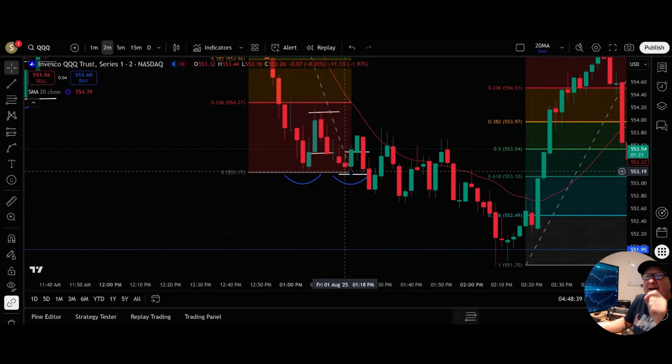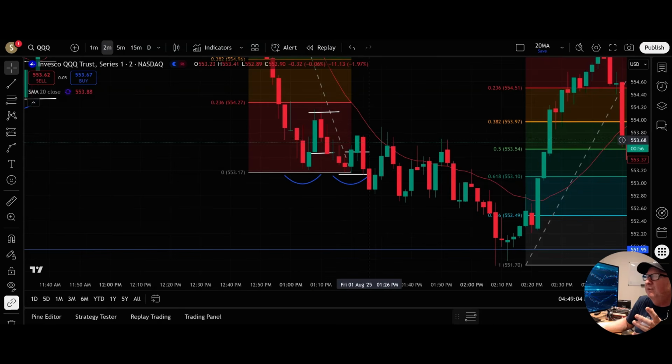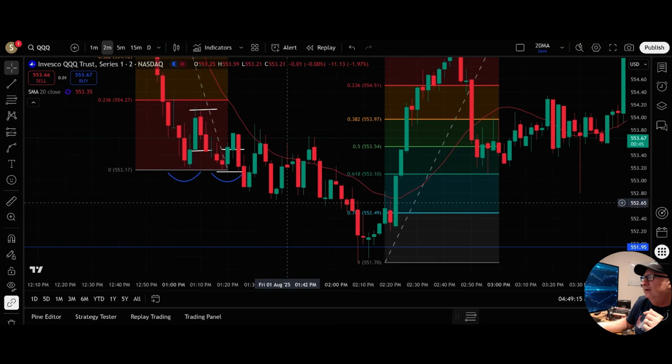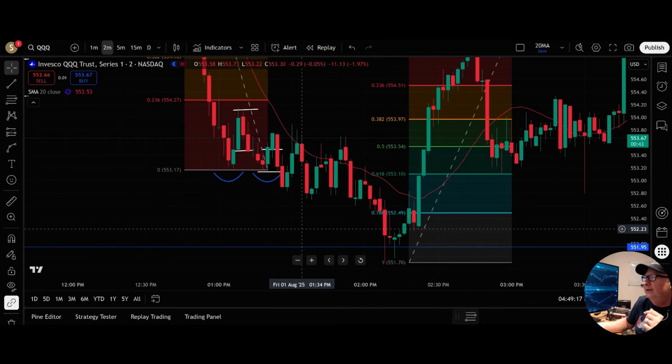So that spot becomes an integral part of the setup itself. But that's not always the case. I may have some other piece of information, some other support level, and maybe I'm using the 20, whatever it is. That's not always going to be the case, but in this case it was. We go on throughout the afternoon and look at what happens.